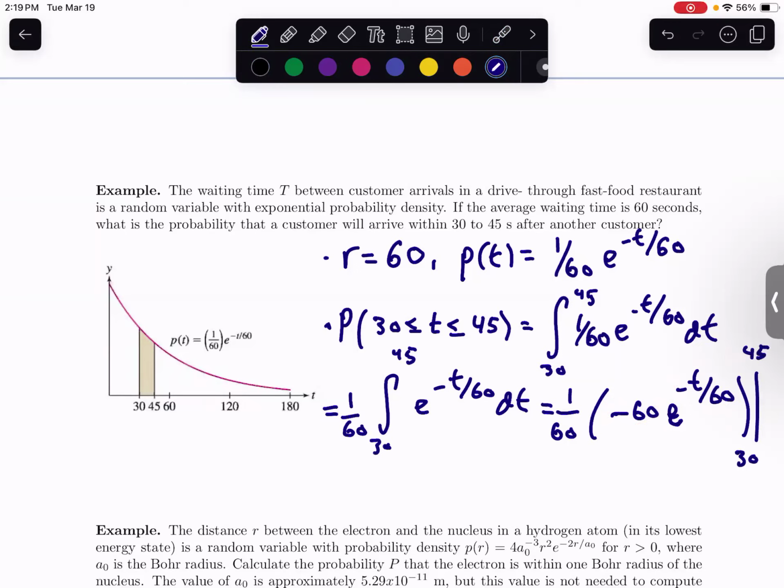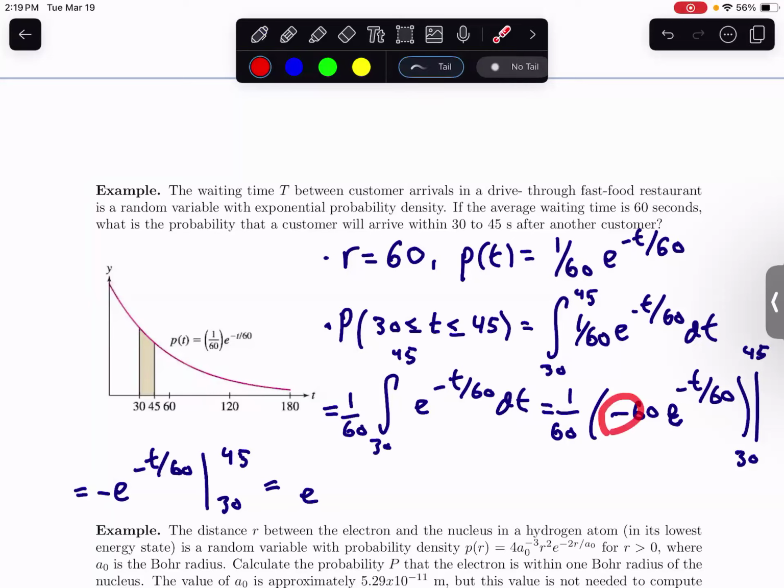So you can cancel things out to make things a little nicer. You have a 1 over 60 and a minus 60. Those things cancel out. So this is really just minus e to the minus t over 60, evaluated from 30 to 45. If you plug in t equal to 45, you have minus 45 over 60. Oh, there should be a minus sign in front, actually. I keep on forgetting my minus sign. So yeah, there's a minus sign out front.